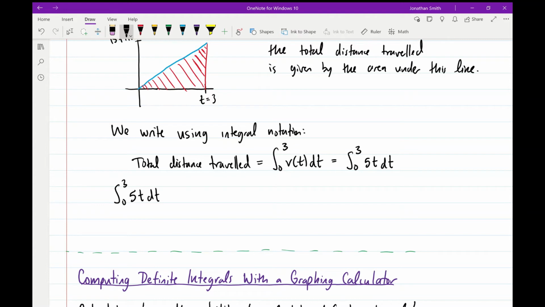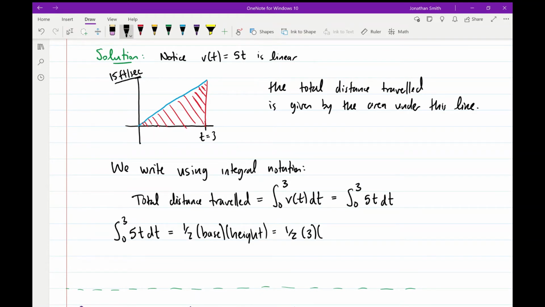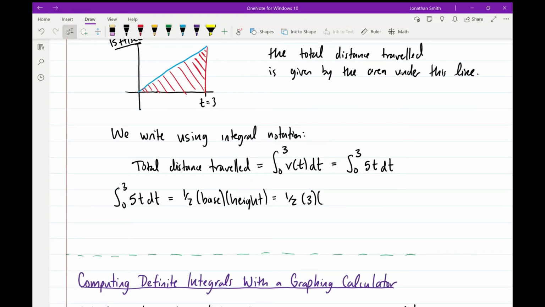So we can use some geometry to figure out what this definite integral is going to be. The area of a triangle is 1/2 times the base of the triangle times the height of the triangle. In this case, since we're looking at the interval from 0 to 3, the base of the triangle is going to have length 3. And for the height of the triangle, we're going up to 15 feet per second, so we're going to have a 15 for the height.